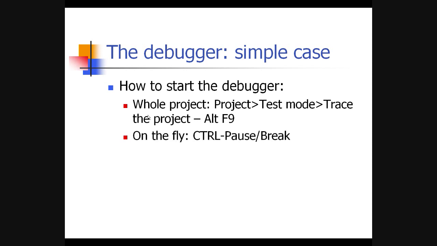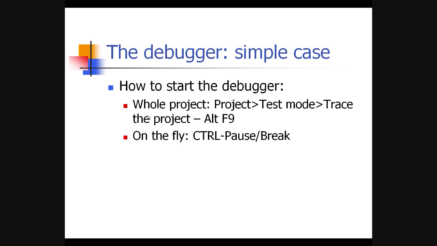So you can also start the debugger on the fly. When you're in test mode, you can at any point do a control pause or a control break depending on your keyboard, and that will start the debugger. Of course, it will start the debugger if you have some code running that allows the keyboard input to be seen by the system. That's where the multitask comes in handy. If you don't have any multitask in your code and it's running like crazy, there's very little chance that you will be able to start the debugger anytime soon.